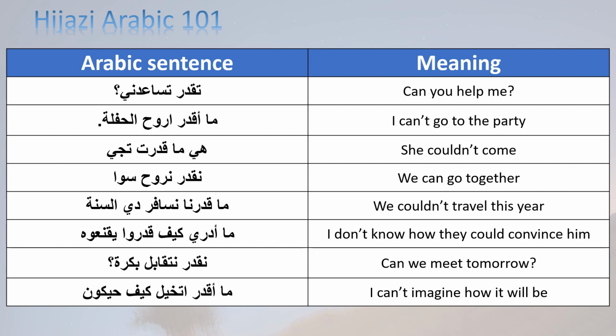نقدر نتقابل بكرة. Can we meet tomorrow? نتقابل is we meet each other. And بكرة means tomorrow.